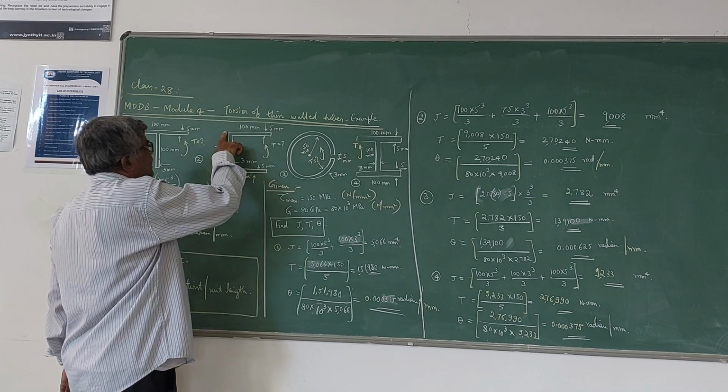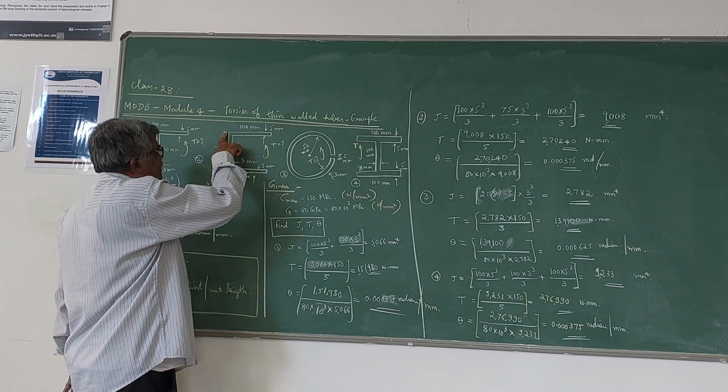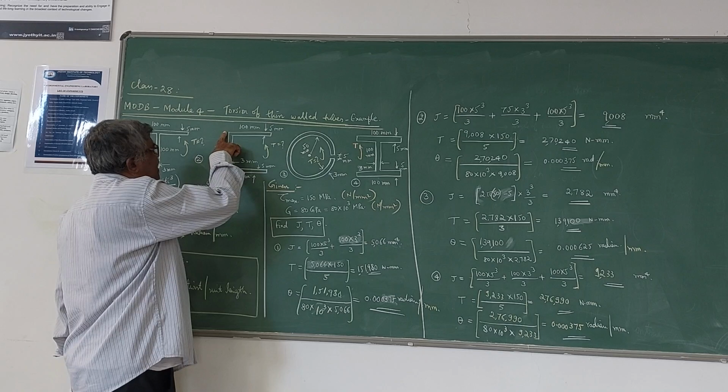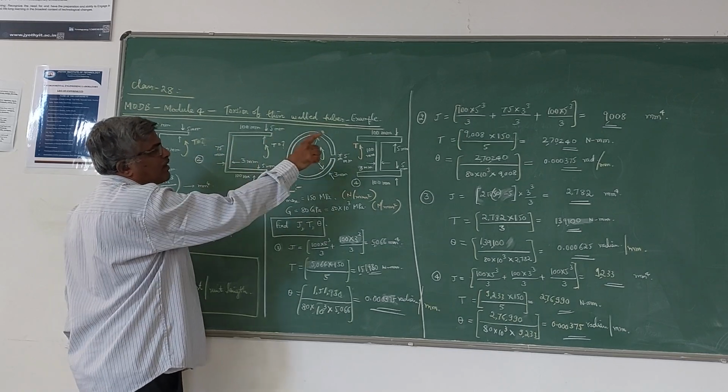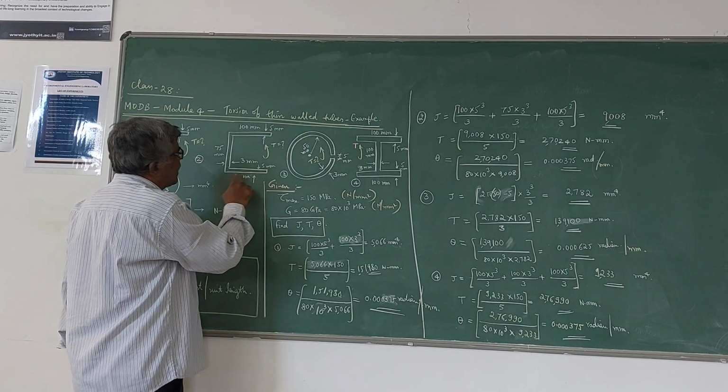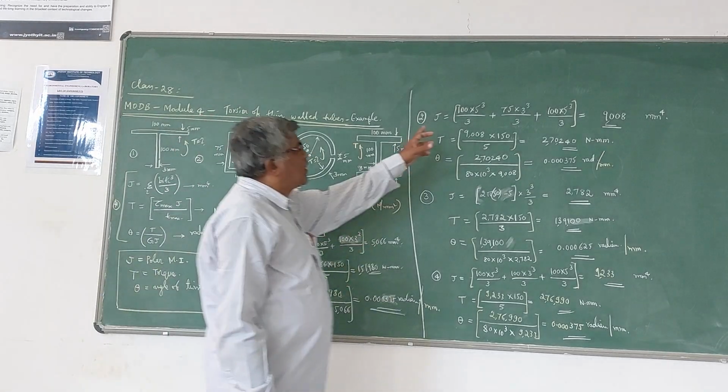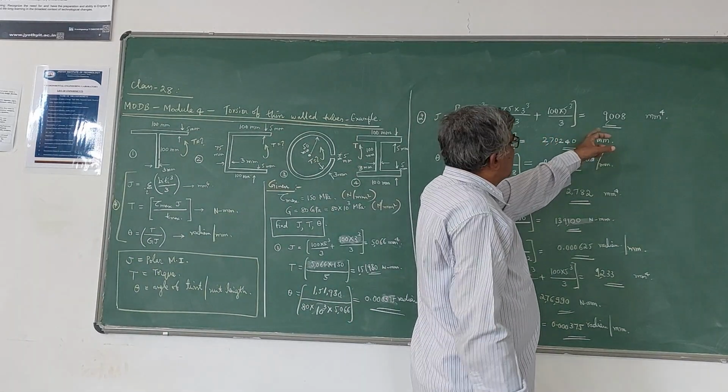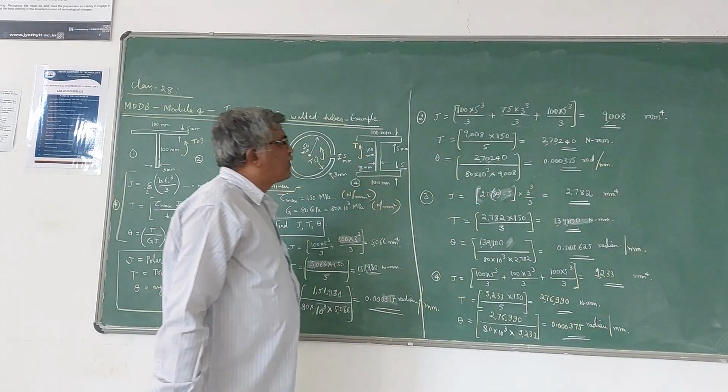Plus here the length is 75, width you can say, into thickness 3, so 75 into 3 cube by 3. Plus here 100 into 5 cube by 3. So that's what. Summation means you have to add all the 3. You are going to get 10,008 millimeter power 4.